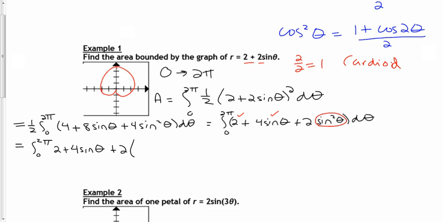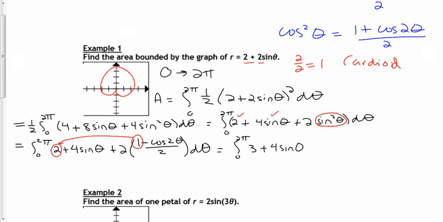So I have 2 times (1 minus cosine 2 theta) divided by 2. And at this point, the 2 in the front and the 2 in the denominator actually reduce out. So when those things reduce out and I combine my like terms, because now my like terms would be this one is going to combine with this 2. So I'll rewrite it one more time before I take my antiderivative. So now I've got 3 plus 4 sine theta minus cosine of 2 theta. And now I'm ready to take my antiderivative.